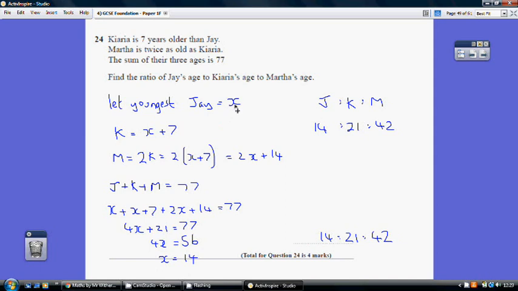So Jay's age is 14, x is 14. Kira's age is 14 add 7, which is 21. And then Martha's age is twice Kira's age, which is 42. So the final ratio of their ages is 14 to 21 to 42.